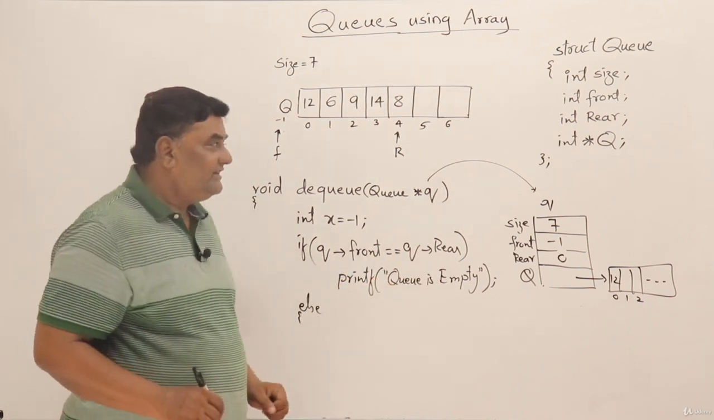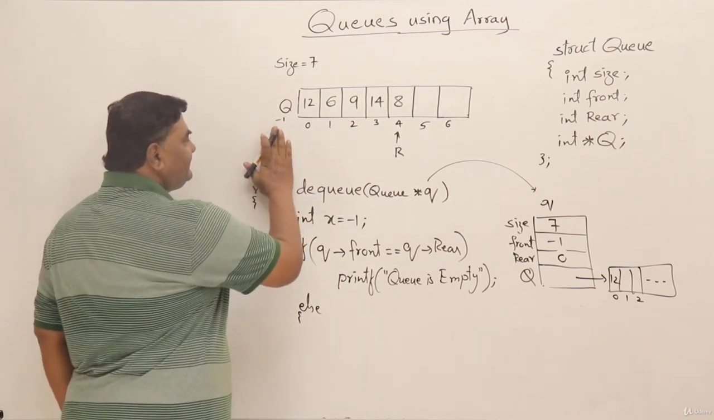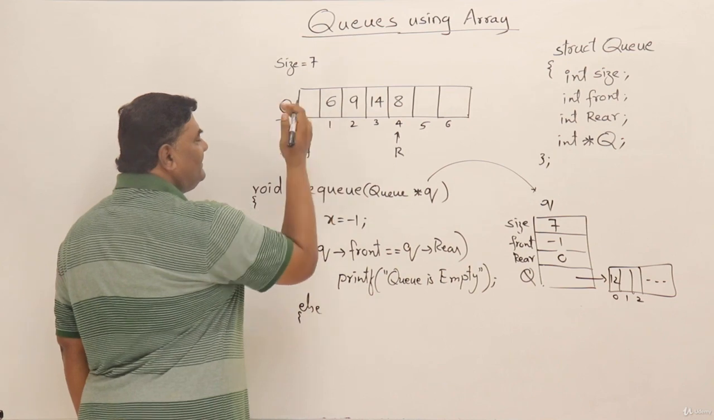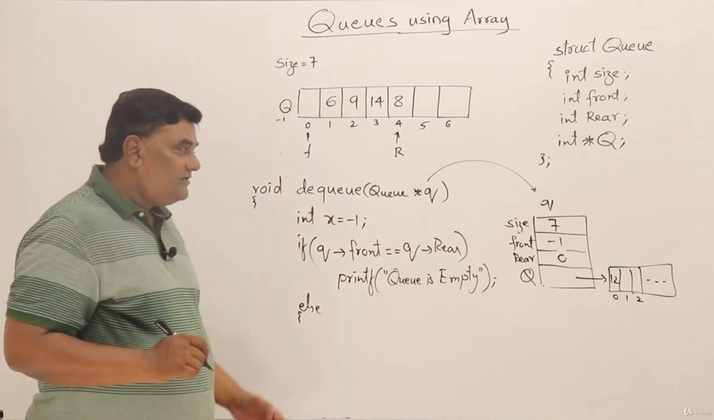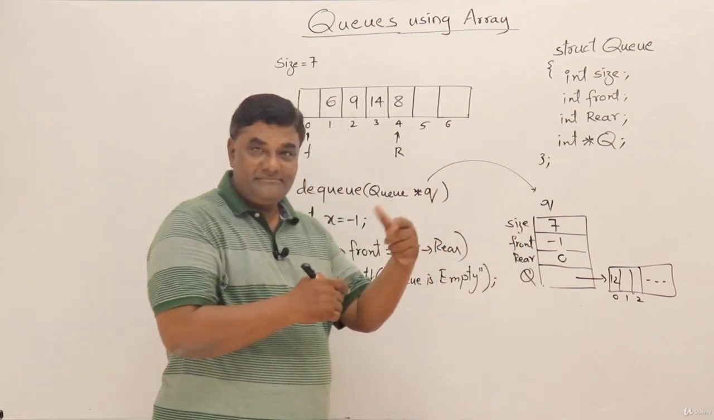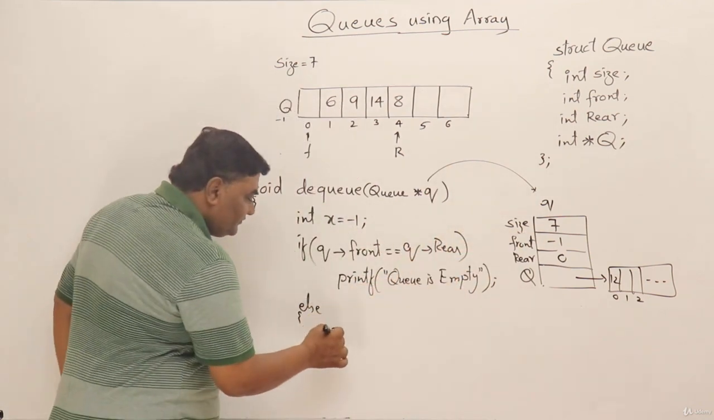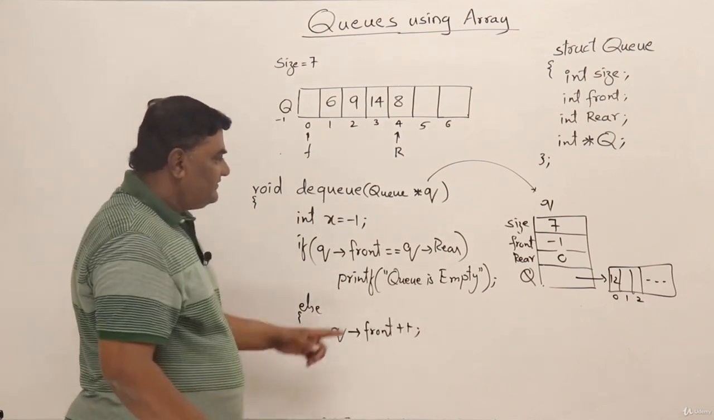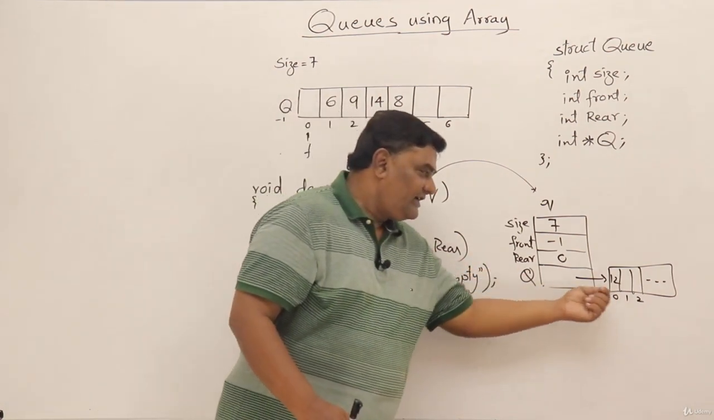Else, how to delete an element? For deleting an element, just move the front pointer to the next location and take out the element. That's all. So how to move front? This front I have to move, so that is Q's front plus plus first of all. So Q's front is moved. Then from that place I should take out the element.